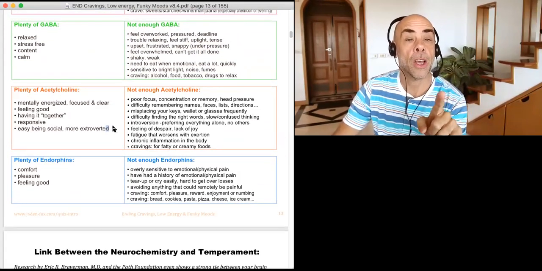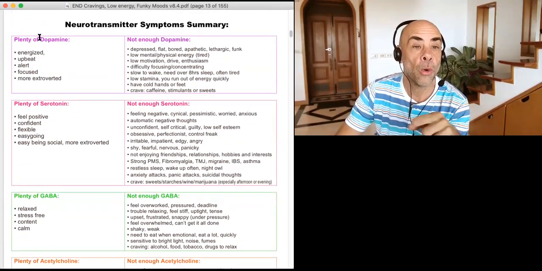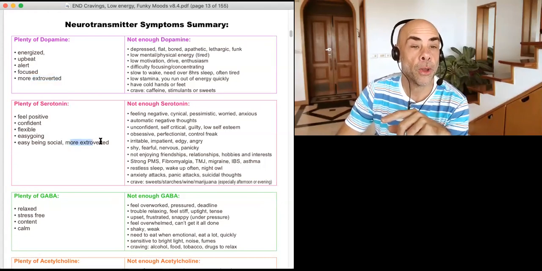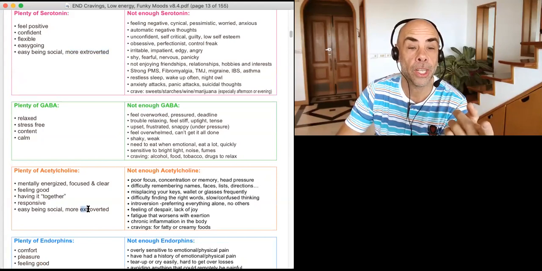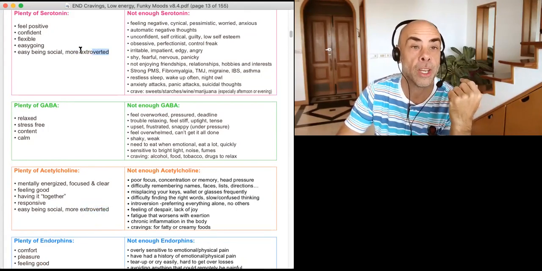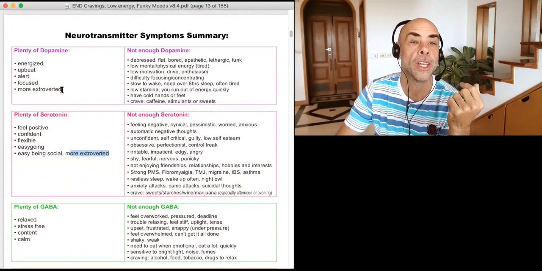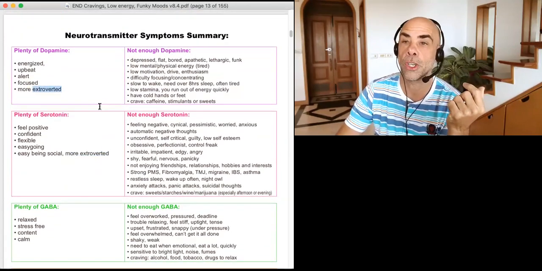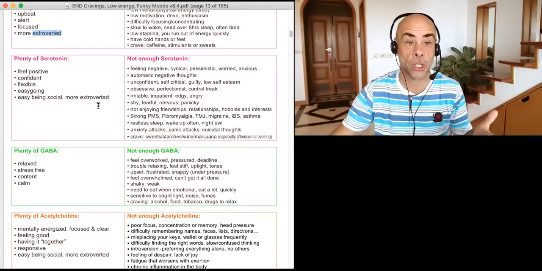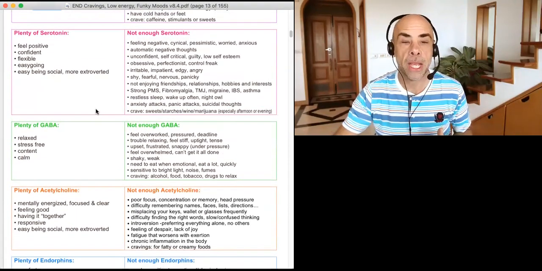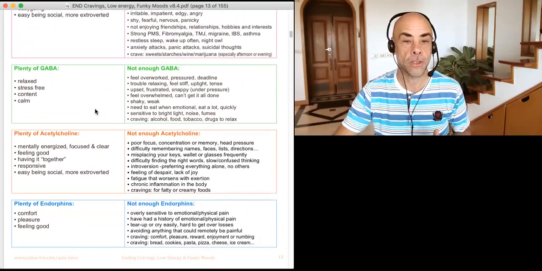When you have low dopamine, you're more introverted. When you have low serotonin, you're more introverted. And when you have low acetylcholine, you're more introverted. Acetylcholine allows you to be extroverted. Serotonin allows you to be extroverted. Dopamine allows you to be more extroverted. Doesn't mean you'll be totally extroverted. You'll find you have your natural expression of it. But it's amazing how much that is a thing.